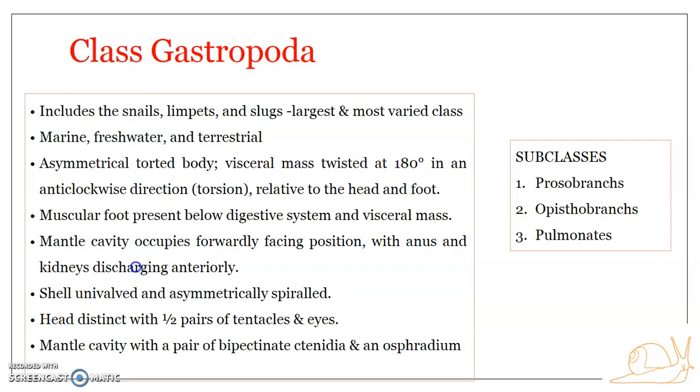Okay, class Gastropoda is divided into three subclasses, namely the Prosobranchia or Prosobranchs, Opisthobranchia or Opisthobranchs, and Pulmonata or Pulmonates. The subclass Prosobranchs include marine, freshwater, and terrestrial mollusks. It is the largest group of gastropods and they are mostly marine in nature. They include most of the marine snails and abalone. Abalone we can see in the figure coming.